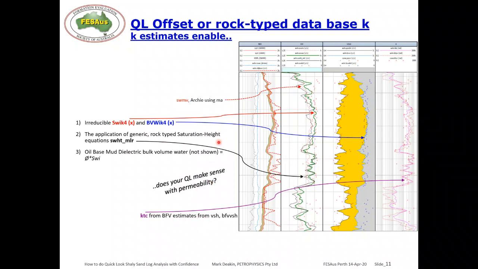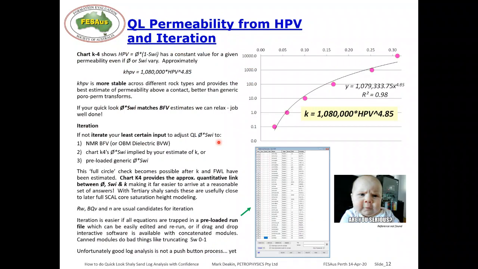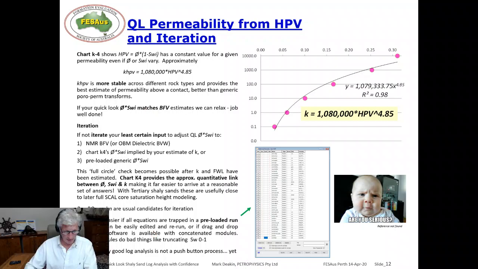Okay, that's enough of that. What comes next? Quick look permeability from hydrocarbon pore volume and iteration. Now chart K4 shows that hydrocarbon pore volume, which is this thing here, right? There we go, in case you want to see me waving my arms around. Chart K4 shows hydrocarbon pore volume is equal to porosity times 1 minus SWI. That's because chart K4 is about SWI, irreducible, not just SW. It has a constant value for a given permeability, even if porosity or SWI vary.